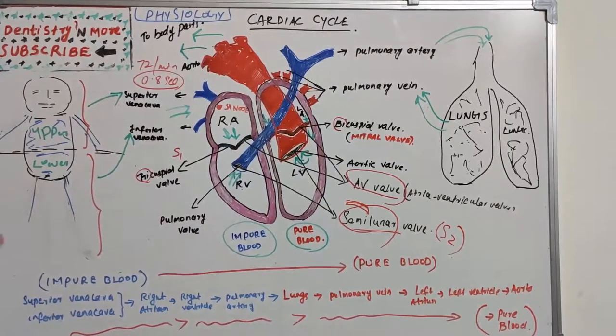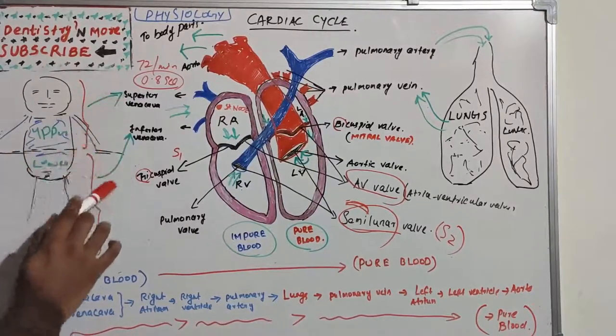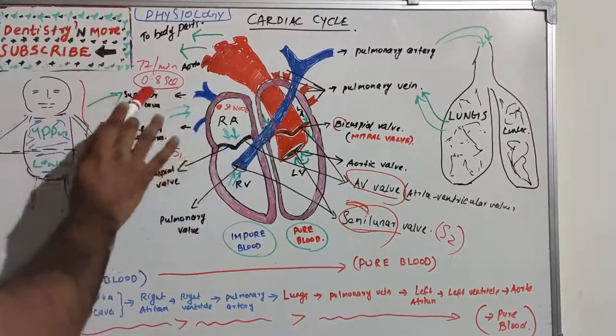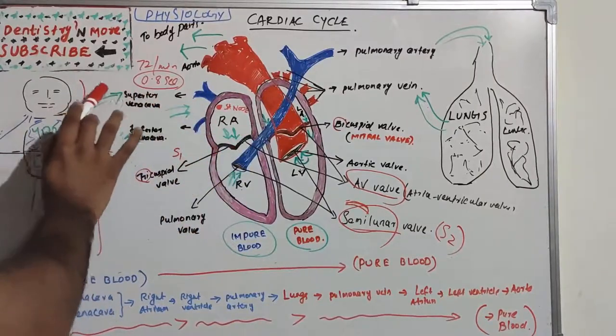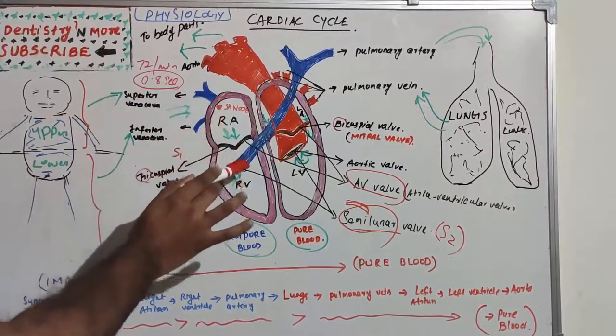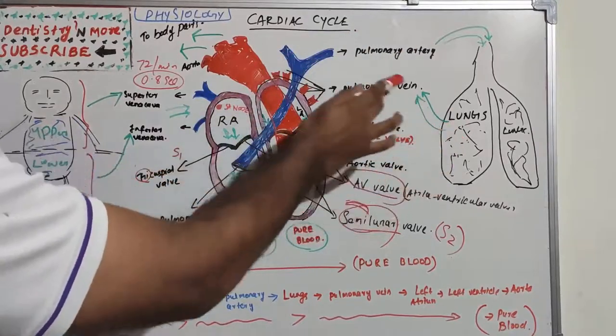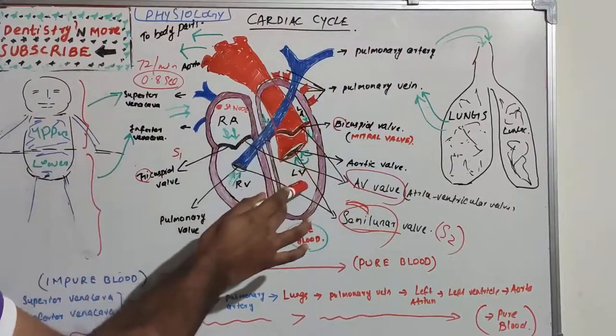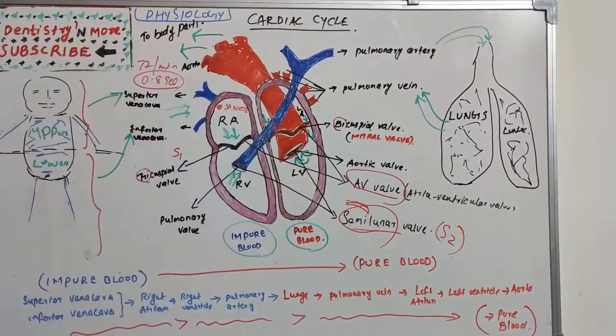So the process is like this. The green arrows indicate the movement of blood. So from the superior vein, upper half of the body, lower half of the body, impure blood goes to the right atrium, right ventricle, lungs, left atrium, left ventricle, body. The only exception is the pulmonary artery and pulmonary vein, which carry impure and pure blood. Okay, so this is how impure blood is getting purified and distributed to various parts of the body.